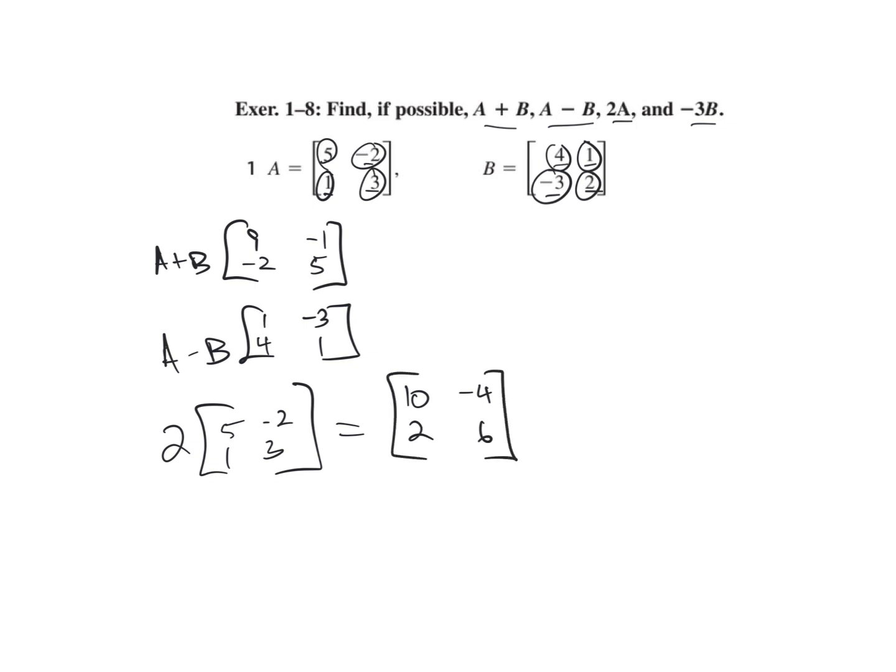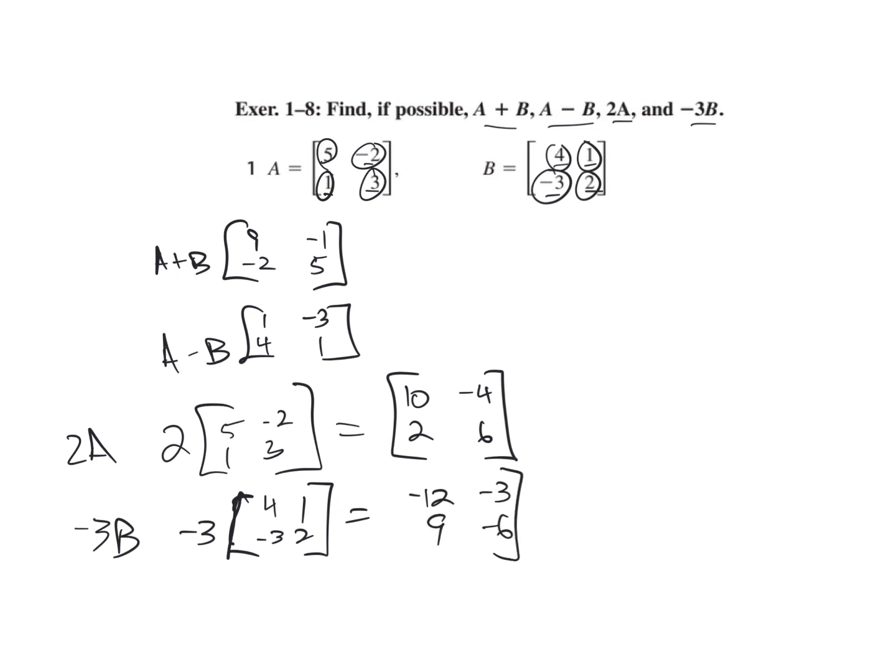Okay? That's 2a. And then we have -3b. So you take -3 times 4, 1, -3, 2. And what do we get? -12, -3, 9, and -6. So that's the answer for all 4 of those.